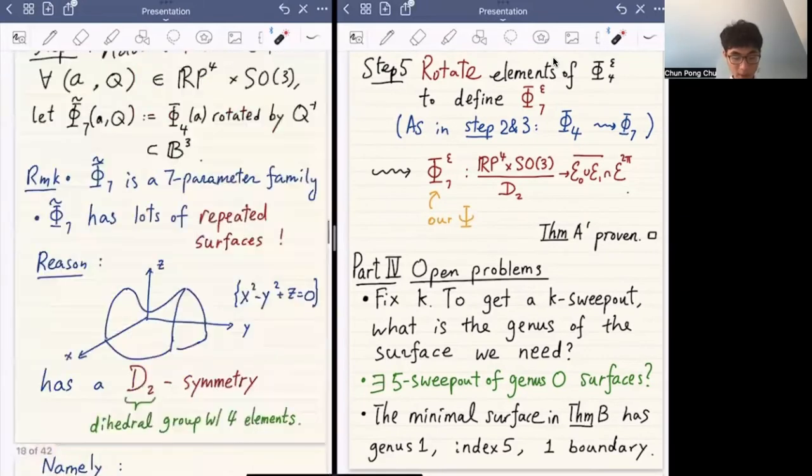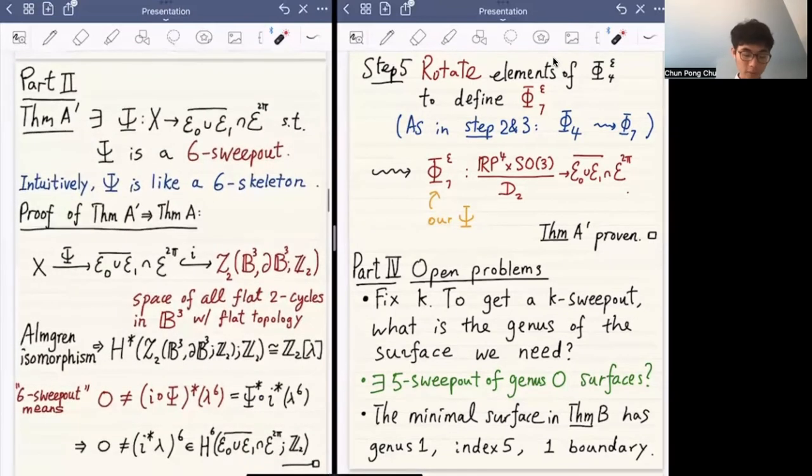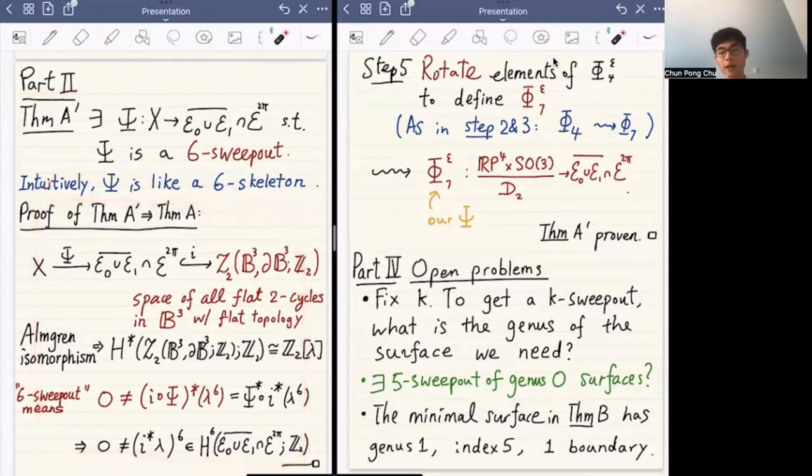And this completes the sketch of the proof of theorem A prime. Okay, and using this part here, we complete the sketch of the proof of theorem A, which is about the topology of this space here, and that the first to the sixth cohomology groups are not trivial. So finally, let me mention some further directions to investigate.